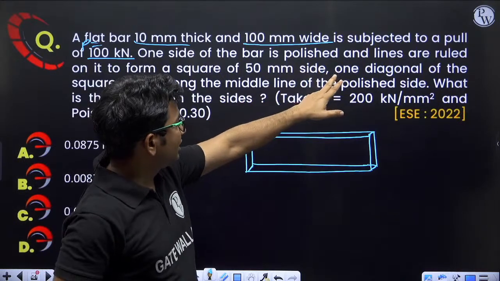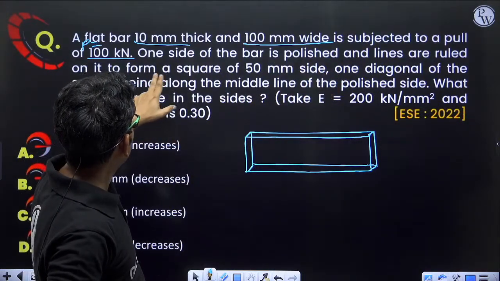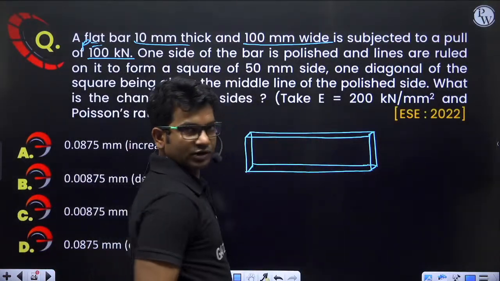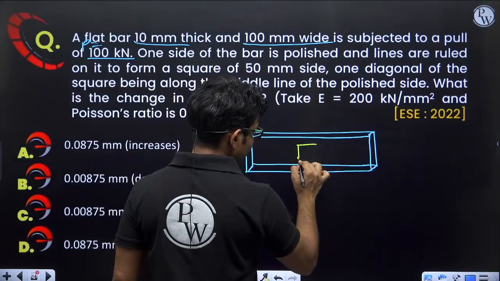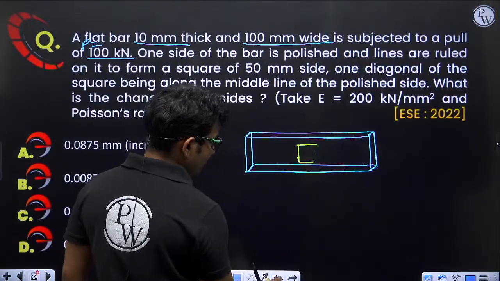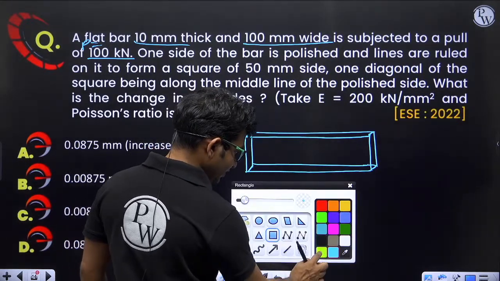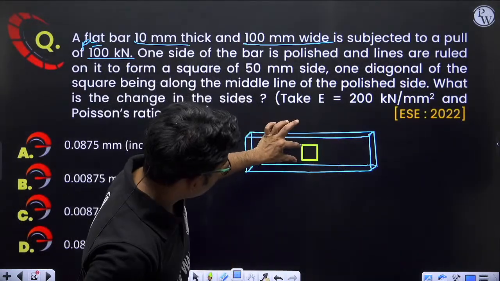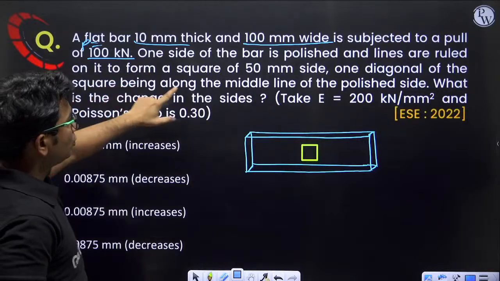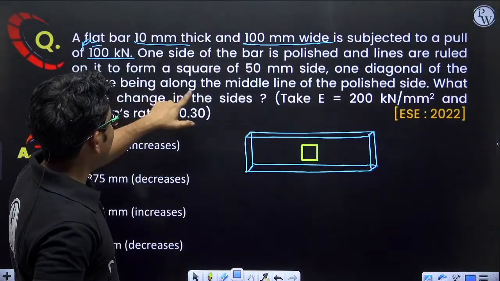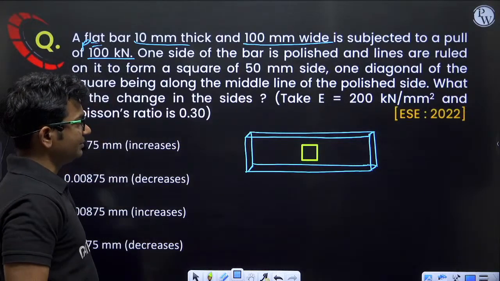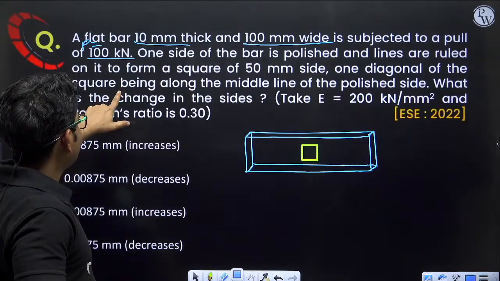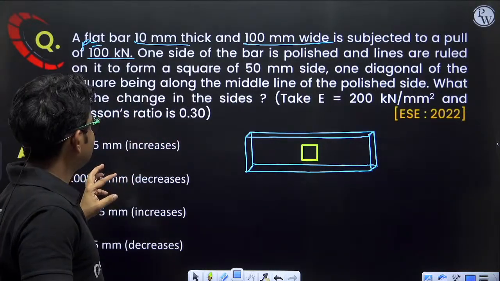One side of the bar is polished and lines are ruled on it to form a square of 50 mm side. So let us say this side is polished, and on this we have drawn some lines so that we have got a square of 50 mm side. So this side is also 50 mm, this side is also 50 mm. One diagonal of the square is along the middle line of the polished side. What is the change in the sides?